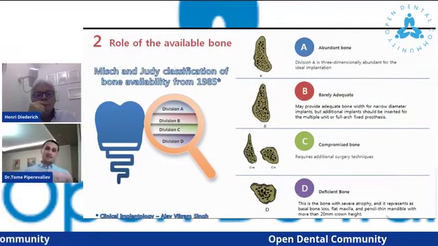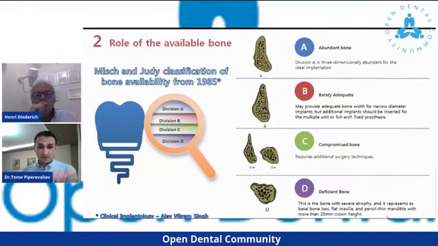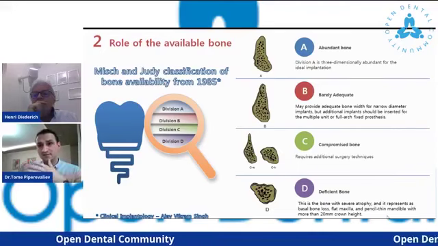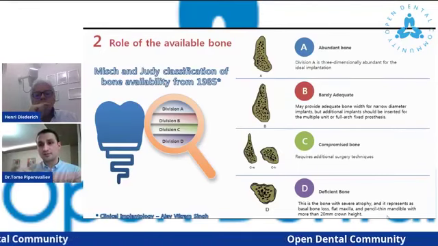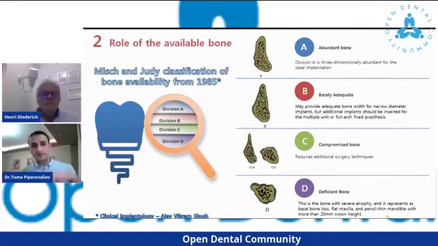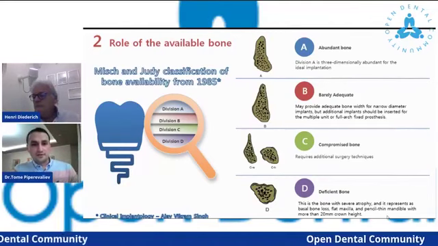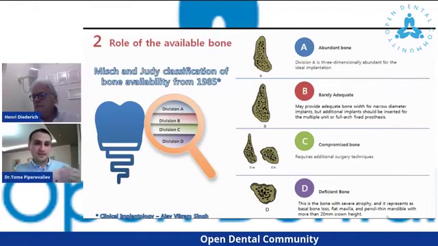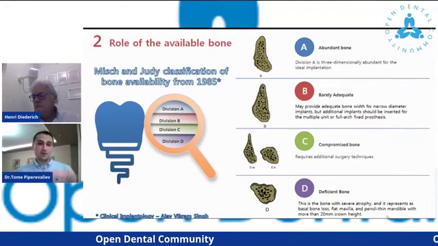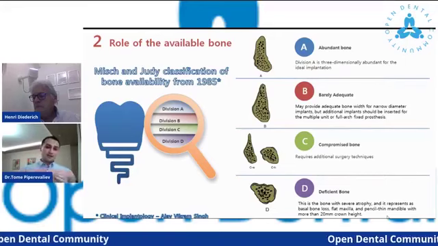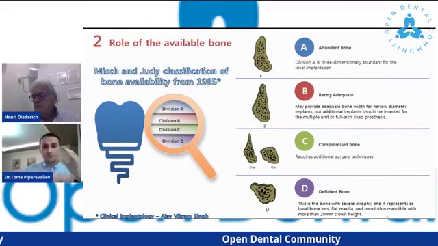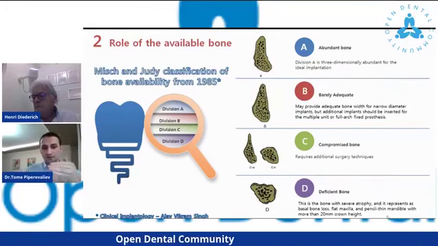Its volume, its shape, and its quality and quantity strongly influence the decision of surgical and prosthetical treatment. In 1985, Misch and Judy made a classification of the bone based on its external architecture and its quantity. And they divided the bone into 4 divisions, from division A to division D.